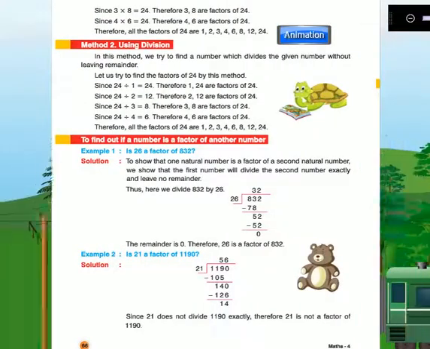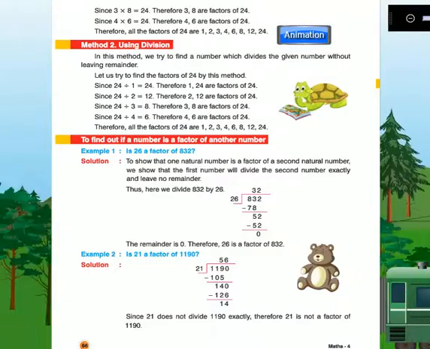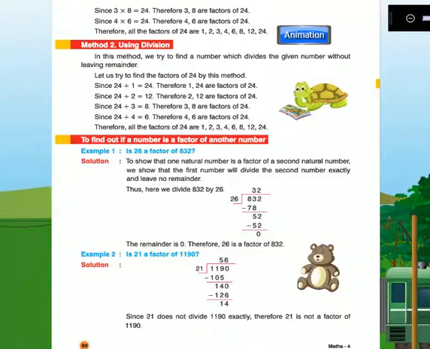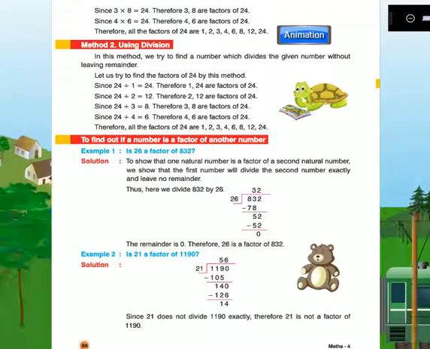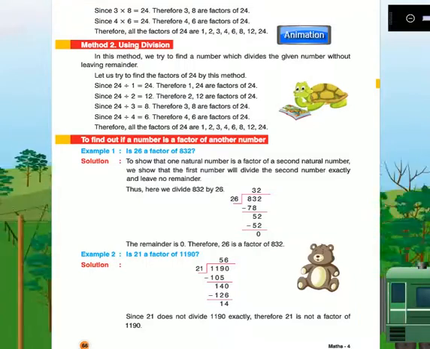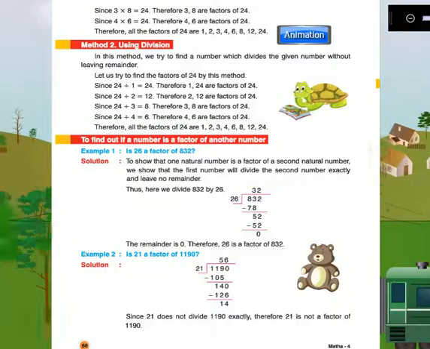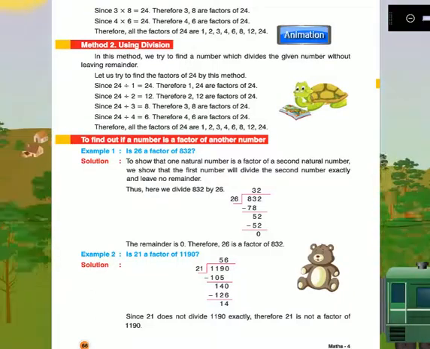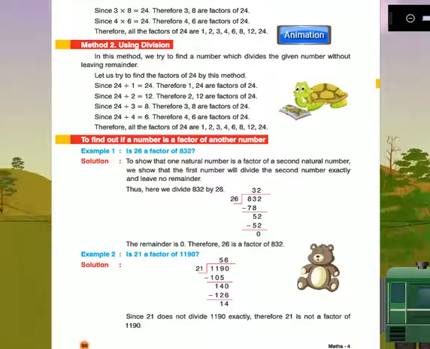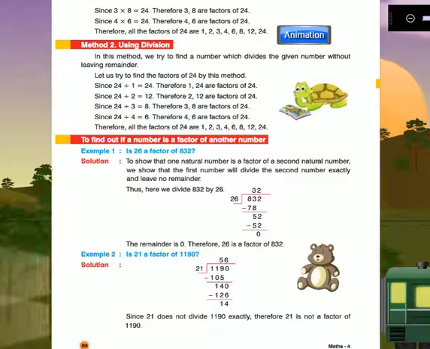Since 3 multiplied by 8 is 24, therefore 3 and 8 are factors of 24. Since 4 multiplied by 6 is 24, therefore 4 and 6 are factors of 24. Therefore, all the factors of 24 are 1, 2, 3, 4, 6, 8, 12, 24.